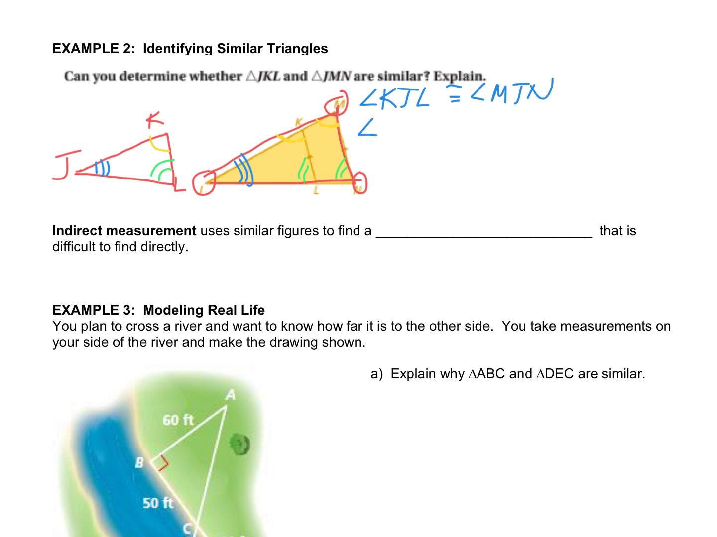Then I'm going to write angle JKL is congruent to angle JMN, and JLK is congruent to JKL. NM.